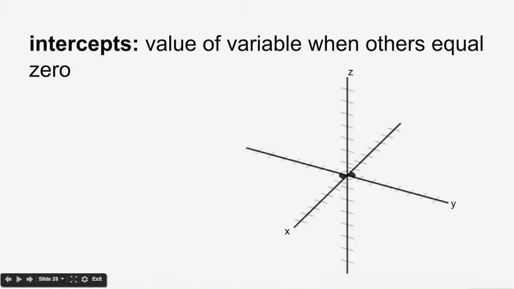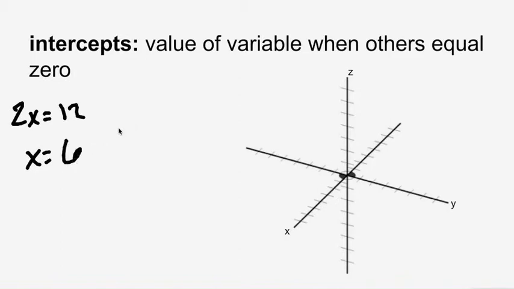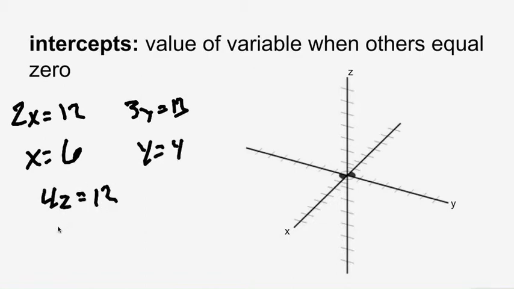Another thing is the intercepts, which is the value of a certain variable when all the other variables equal 0. Similar to 2D graphs, you find this by saying 2x equals 12 when y and z are 0, so x equals 6. 3y equals 12, so y equals 4. And 4z equals 12, so z equals 3. If we plot these points, you can see x equals 6, y equals 4, and z equals 3, and the lines that connect them would be the x, y, and z traces.